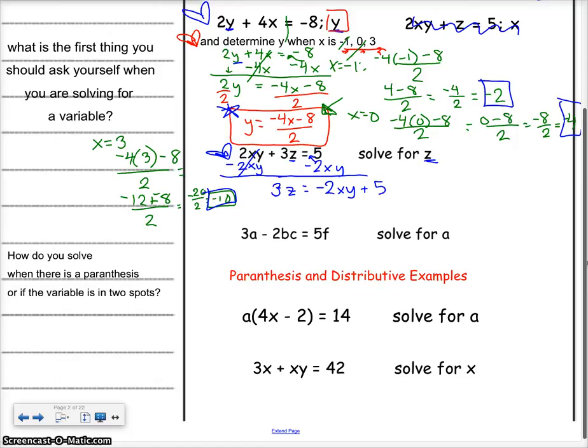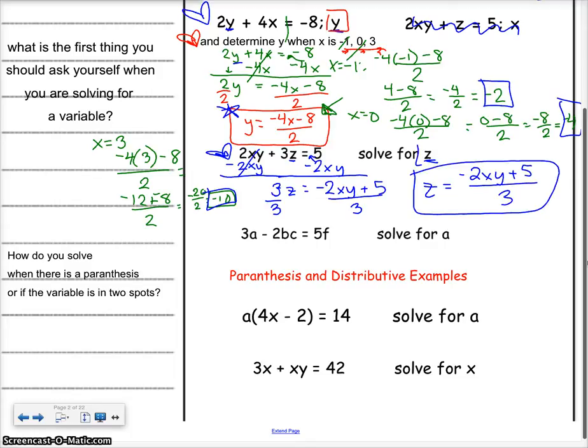Second thing, I move what is connected. So what's sticking to my z? 3. And how do you move that 3? Divide by 3 to both sides. And that's all we had to do. Z equals negative 2xy plus 5 over 3. I'm done because I wanted z by itself. Z is by itself.